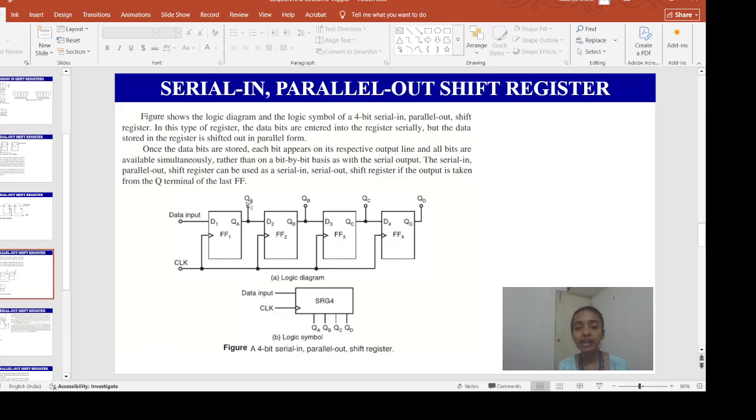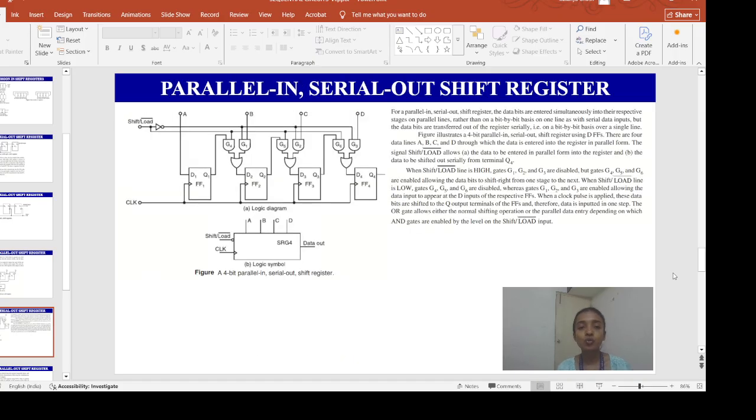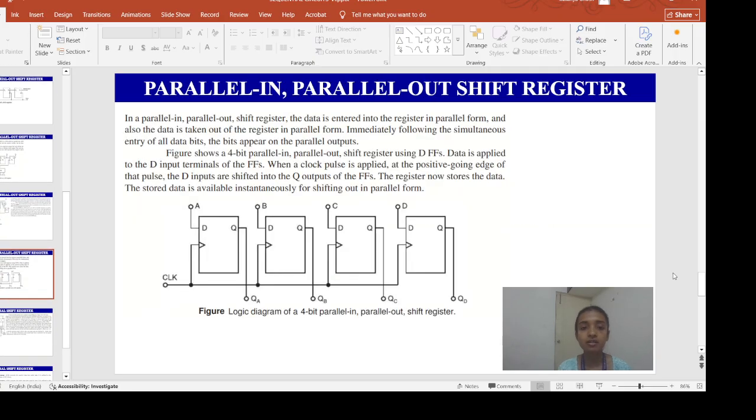So that is why it is called serial in parallel out shift register. If you had not taken all these QA, QB, QC, and had taken the output from the last flip-flop, then it would have acted as a serial in, serial out shift register, which we have seen previously, right? So let's move on to the next part, which is the parallel in, serial out shift register. So what is a parallel in, serial out shift register?